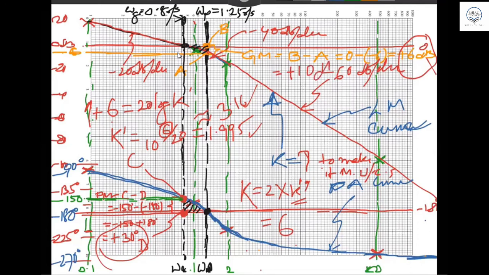So anybody who got close to his value is correct. And 10 dB means 10 to the power 10 by 20, 10 to the power 0.5. Is it 3? 3.16. Those who got the value close to 3, or close to 10 dB gain margin, their graph is more accurate. This is the proof of it.